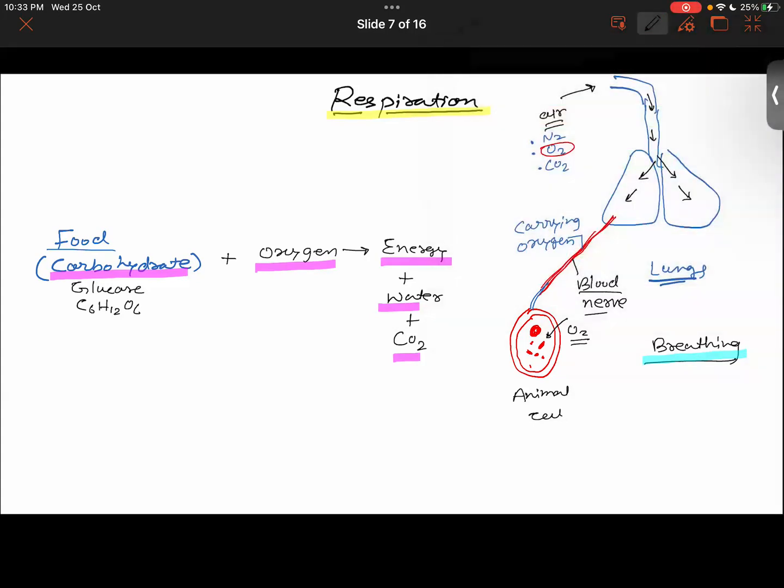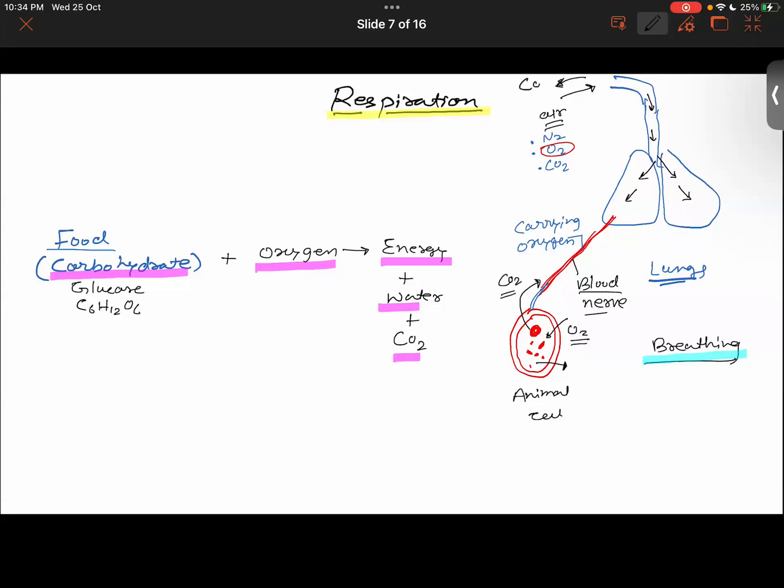Okay, and now what will happen? Carbon dioxide, is it a good thing for the cell? No. So this carbon dioxide will be released back into the blood. The cells will send the carbon dioxide back into this blood. Okay, are you getting it? You are getting it now. And then this blood vessel will carry this carbon dioxide to the lungs, and from the lungs it will go out through the nostril.